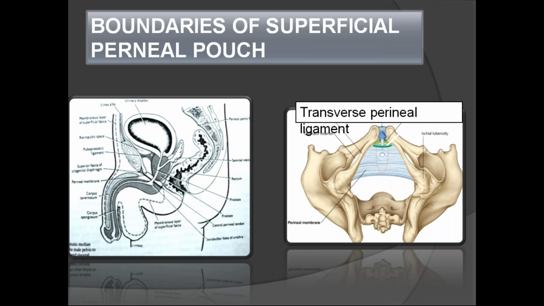So superiorly perineal membrane, inferiorly Scarpa's fascia, anteriorly continues with the fascia of the scrotum, fascia of the penis, and anterior abdominal wall, and posteriorly Scarpa's fascia is attached to posterior border of perineal membrane, right? So on each side bounded by ischial tuberosities. So these are the boundaries of superficial perineal pouch.